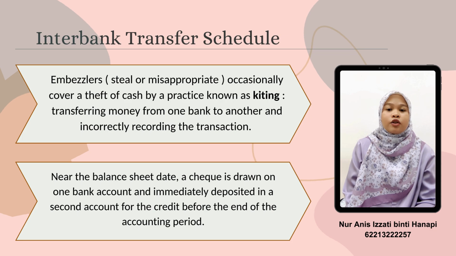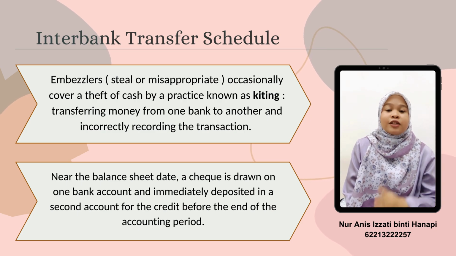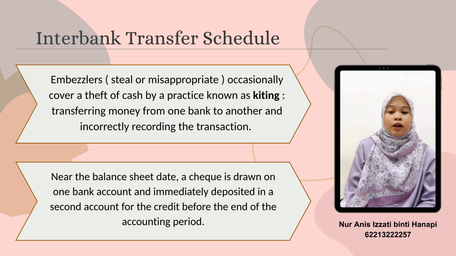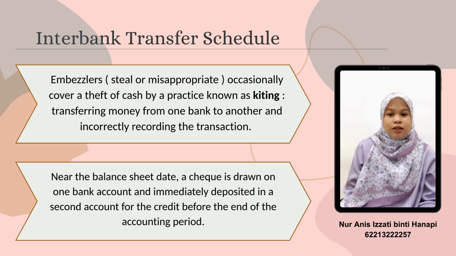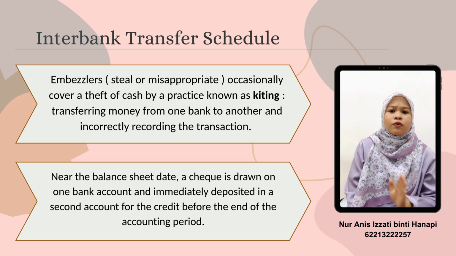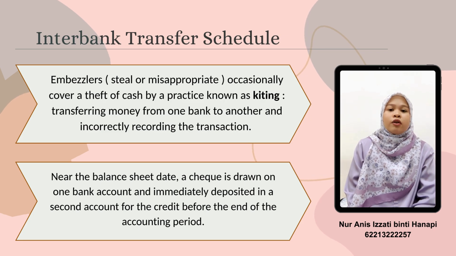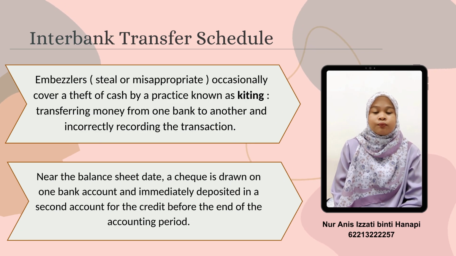So, how do the embezzlers do the theft of cash? Firstly, they will make sure that the check is deposited late enough to avoid its clearing the first bank before the period's end. Then, the amount of the interbank transfer is recognized as an asset in both banks if it is not recorded until after the balance sheet date. Although this fraud can be committed through many methods, embezzlers usually use interbank transfers to increase the bank balance in order to make up the shortage. They also fraudulently alter the figures on a check to increase its face value.